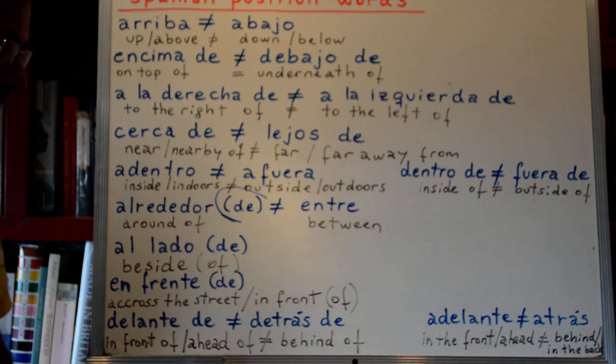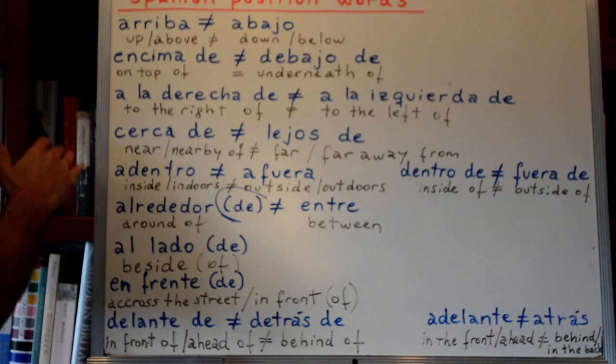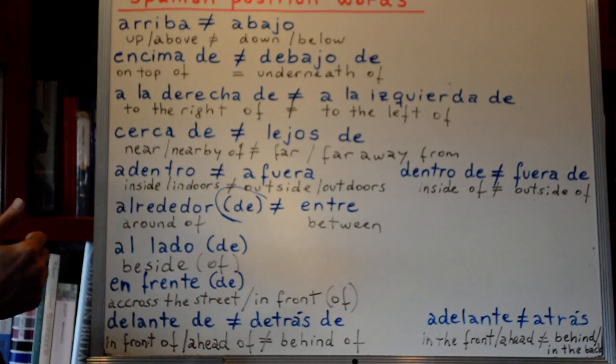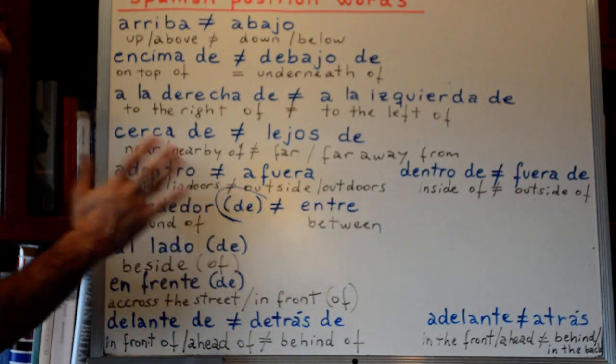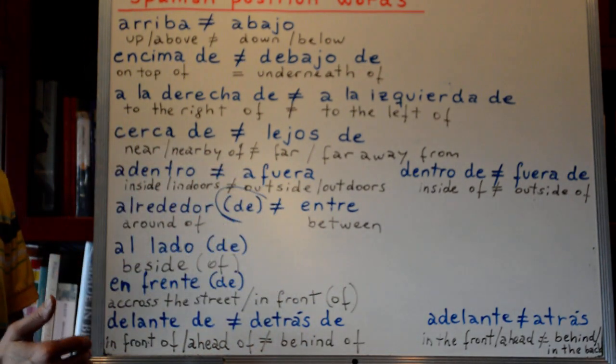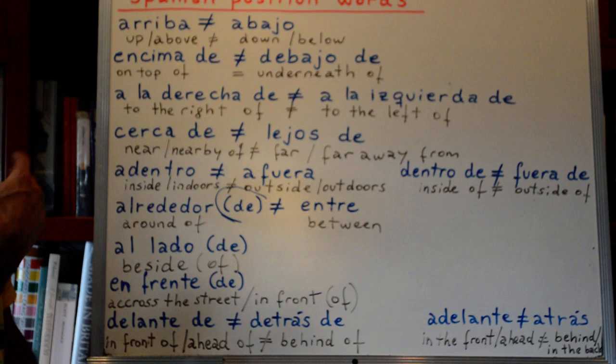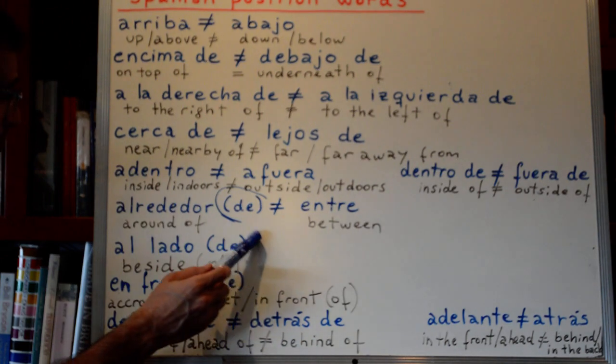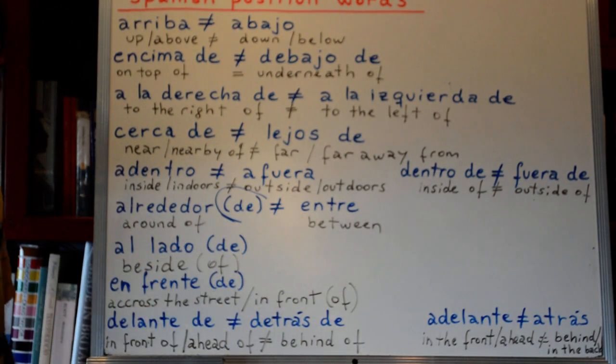For example, la pizarra está al lado. The whiteboard is beside. I'm not saying beside what. I'm just saying it is beside. In Spanish, la pizarra está al lado. So I do not use de. Okay?